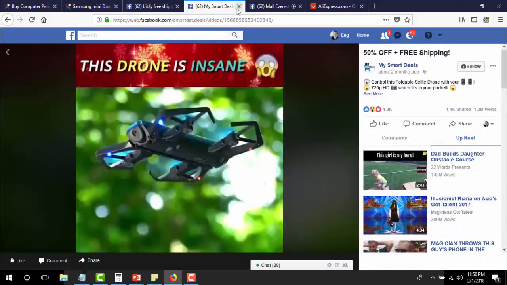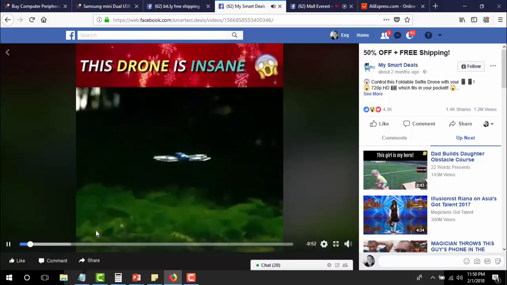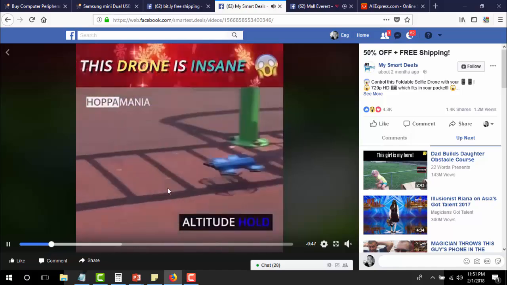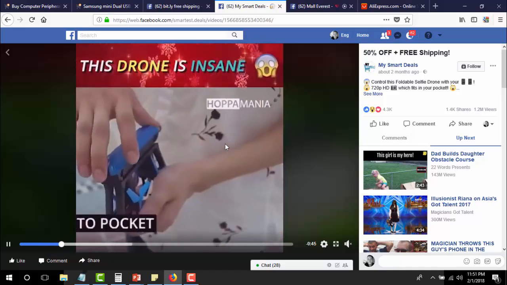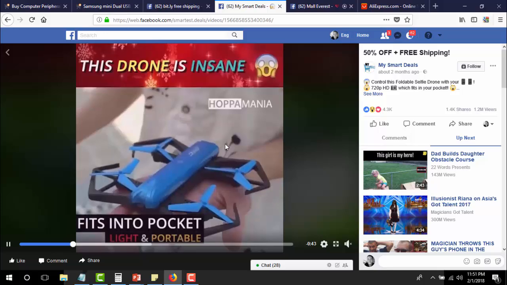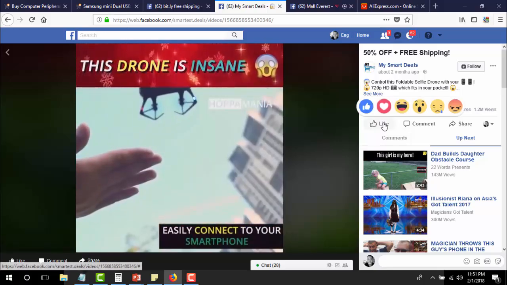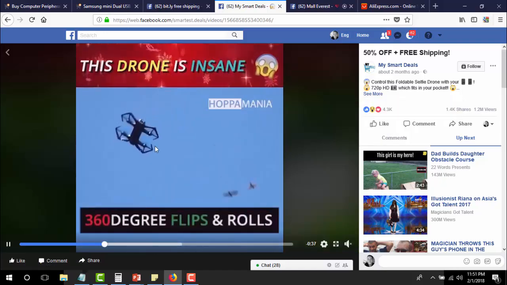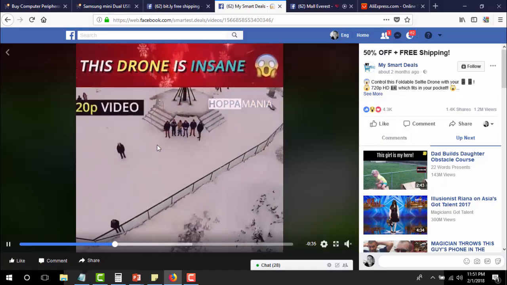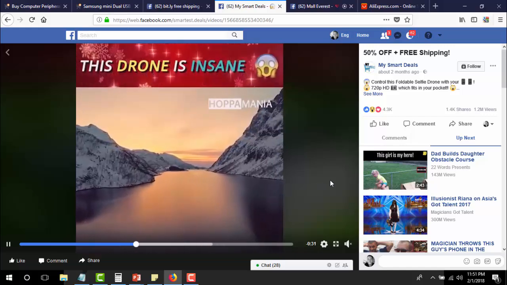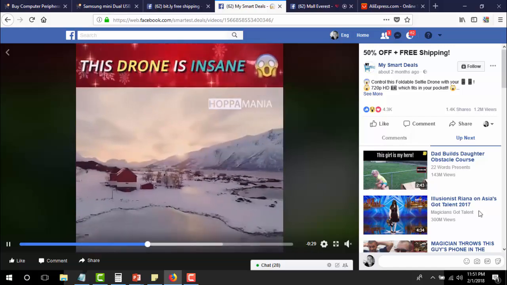Let's have a look at this. That is also a selfie drone. A selfie drone for kids. A selfie drone, a cool gadget. It's like a drone. You can use it to take selfies of yourself. You can see how it's working over there. That is what it does.